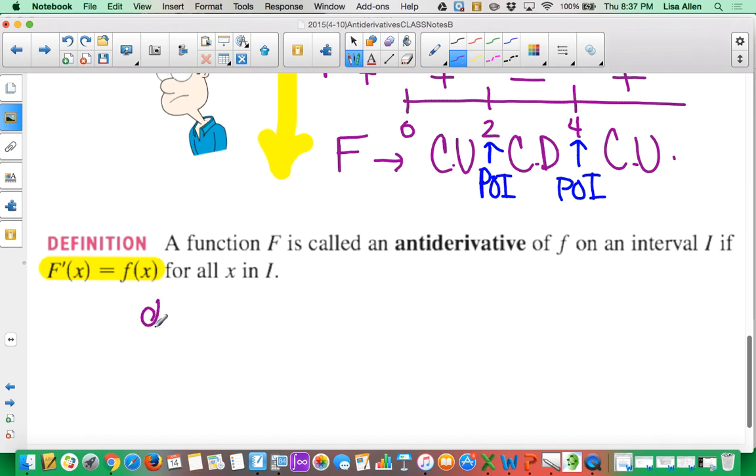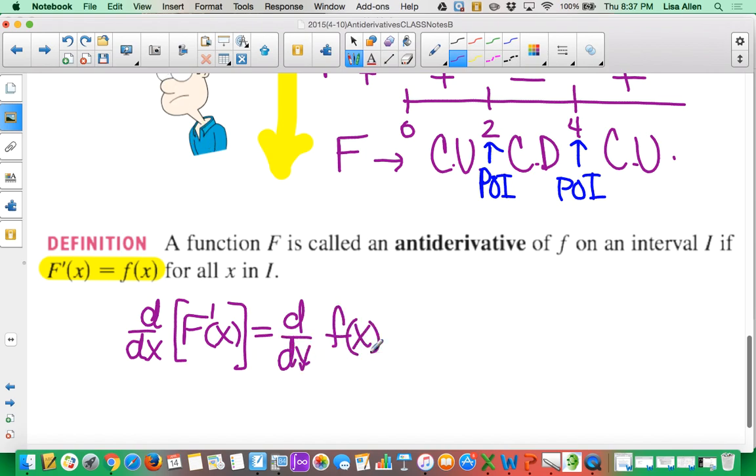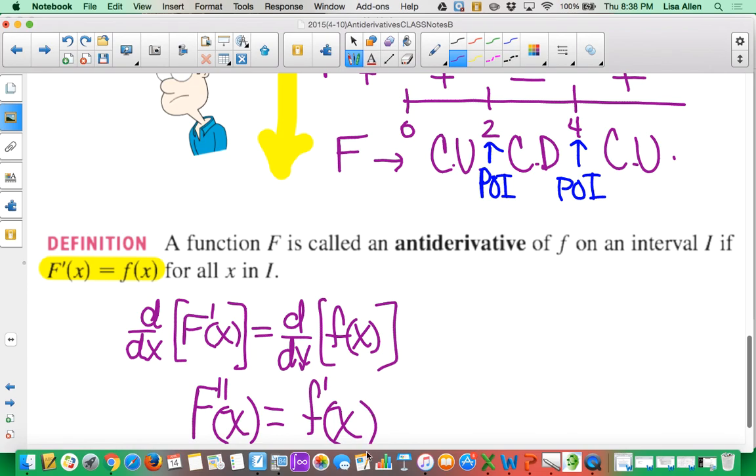So if we have F prime of x equal to f of x, let's take the derivative again of both sides. Then the derivative with respect to x of f of x on the right hand side gives us capital F double prime of x equal to lowercase f prime of x. And we were able then to tell what the concavity of the graph of F was. So I just wanted to recap on that from the definition of the antiderivative, capital F.